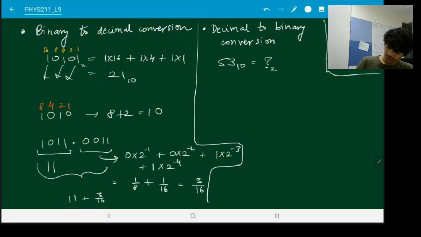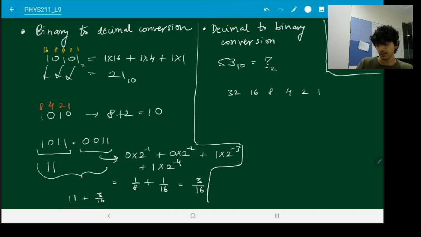So first we can list out the powers of 2. We can say, okay, there is 0, there is 1, 2, 4, 8, 16, 32, 64, and so on. We will not need 64 because 64 is greater than 53. So if I want to express 53 as a sum of some of these numbers, I don't need 64. Up to 32 is enough.